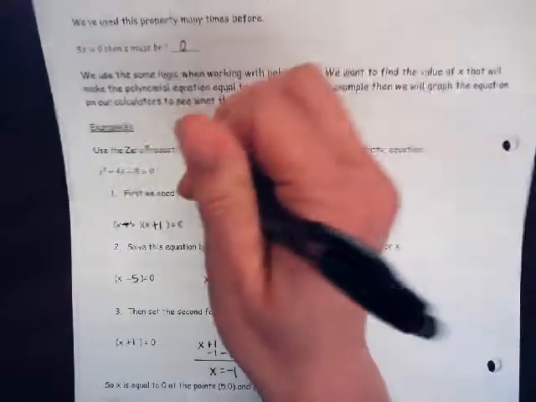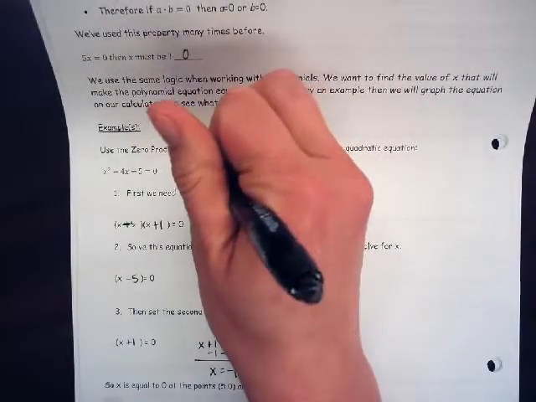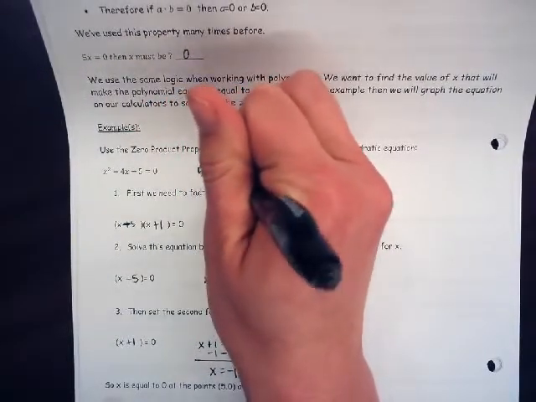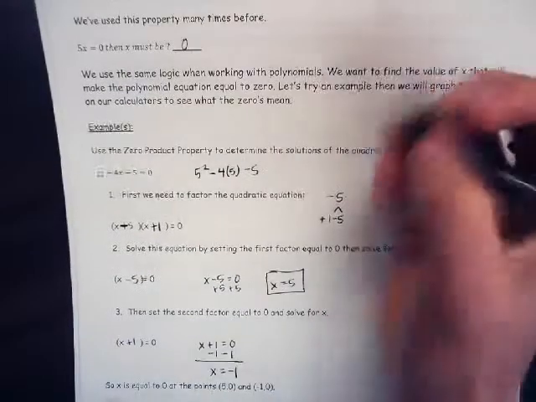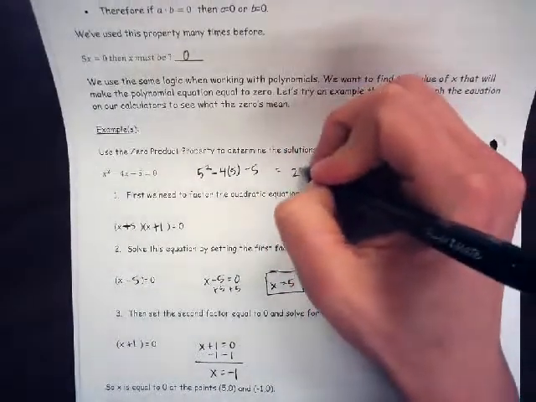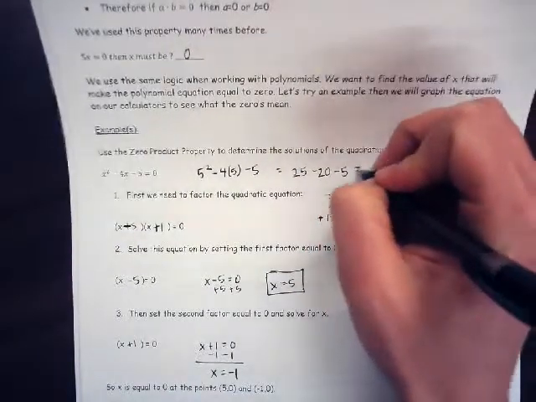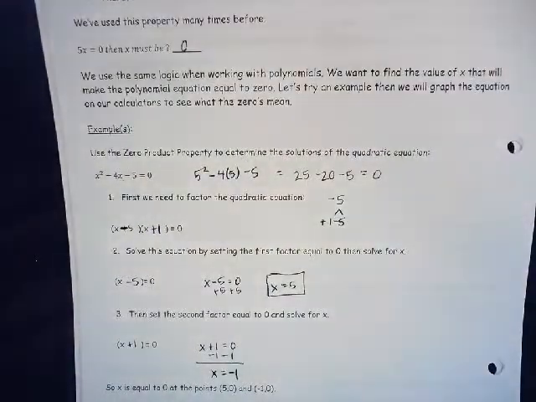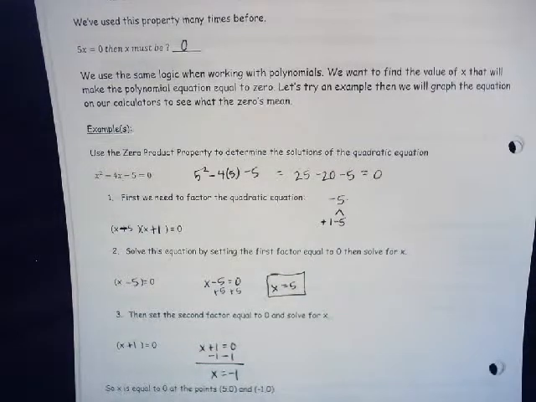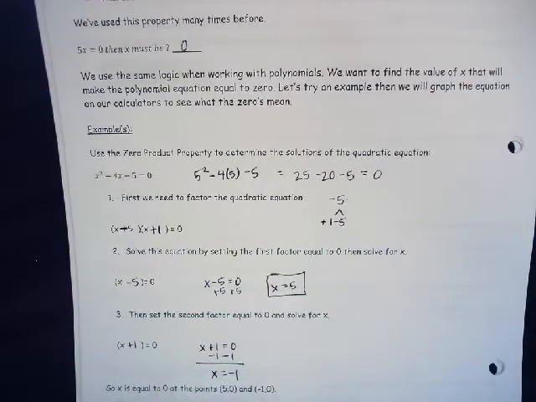Let's put in a 5, and we would have 5 squared minus 4 times 5 minus 5. And that gives me 25 minus 20 minus 5. And that does indeed equal 0. So when x is 5, then the equation is 0.